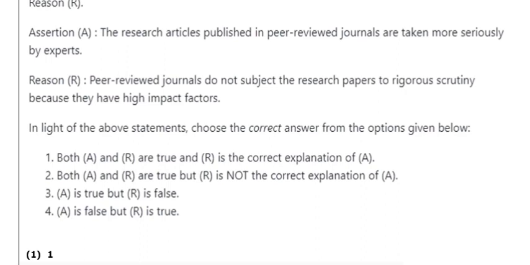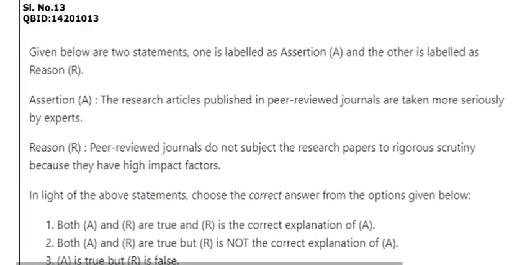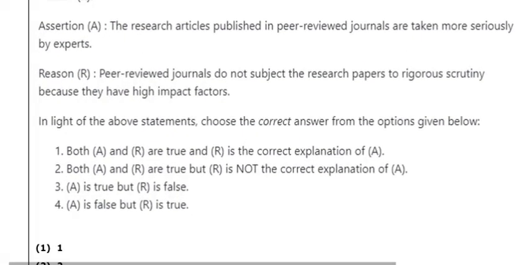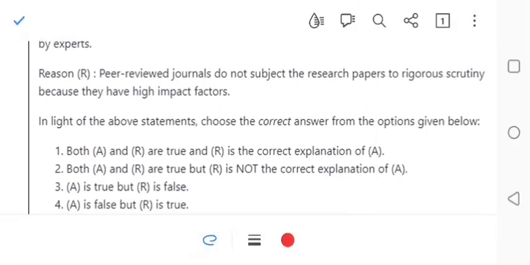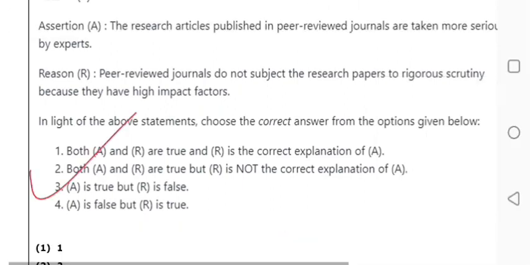Both assertion and reason are true and reason is the correct explanation of assertion. Both A and R are true but R is not the correct explanation of A. A is true but R is false. A is false but R is true. Question number 13, correct answer will be A is true but R is false. Assertion is true but reason is false.